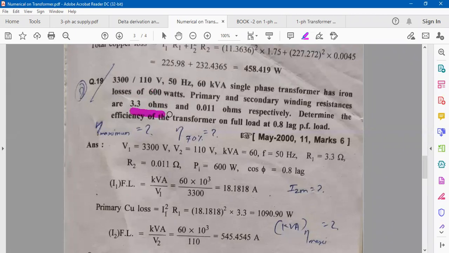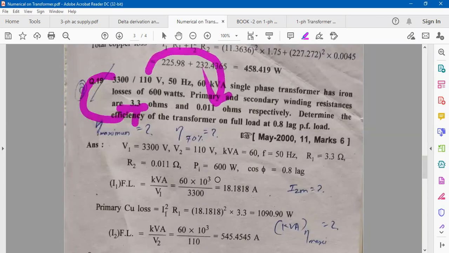Primary and secondary winding resistances are two. So all of you can see resistances are very less, isn't it? R1, R2 values are very less, so copper loss will be very less. Again, you can see on the high voltage side the resistance is more, and the low voltage side resistance is less compared to the HV side. Determine the efficiency of the transformer on full load.